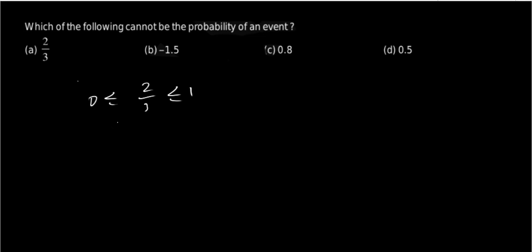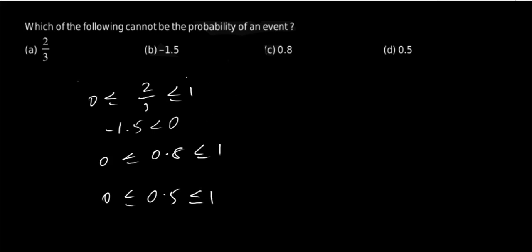If we take option B, it is a negative number. Negative number is definitely less than 0. So, minus 1.5 will be less than 0. Option C is 0.8. 0.8 definitely will come in between 0 and 1. And 0.5 also, 0 less than or equal to 0.5 less than or equal to 1. So, options A, C and D will come in between 0 and 1 except option B. So, option B only cannot be the probability of an event.